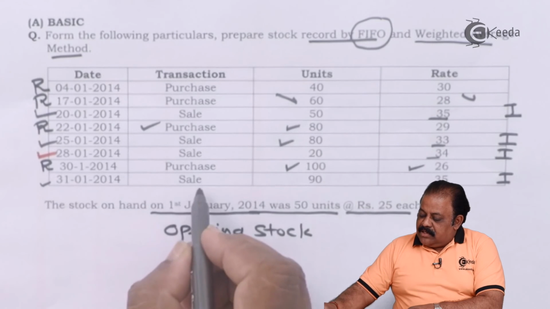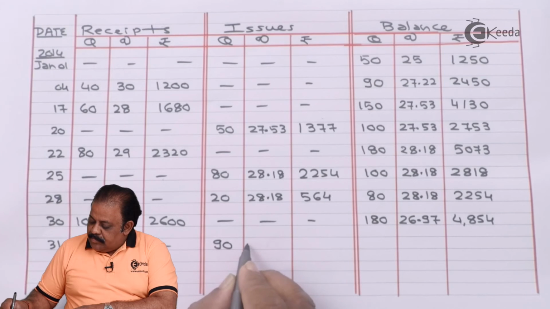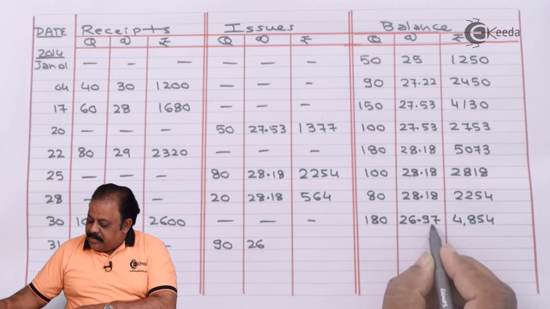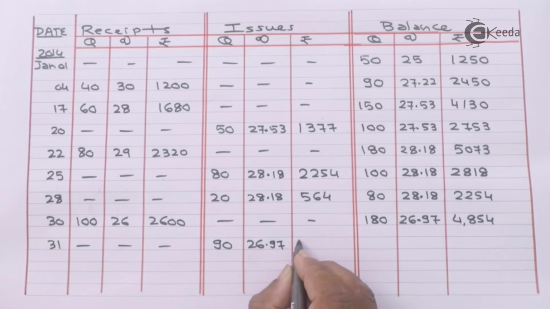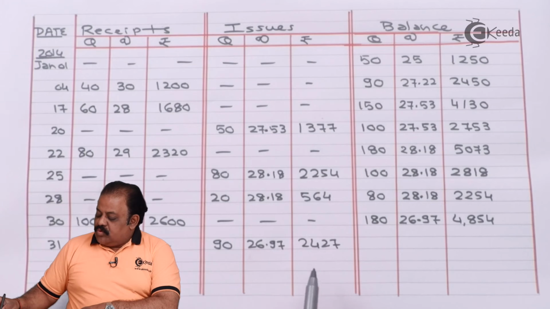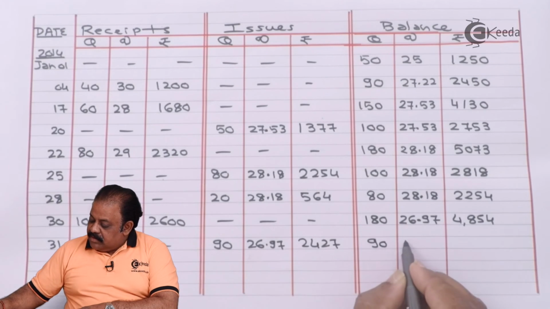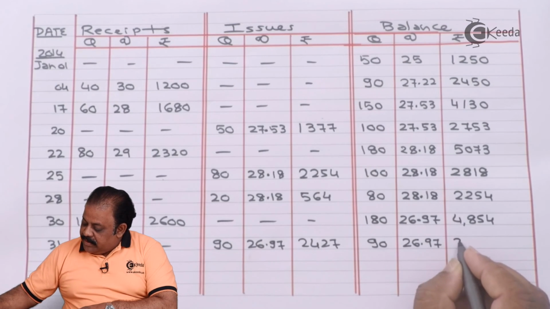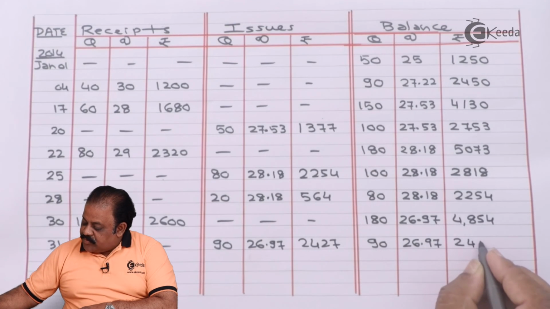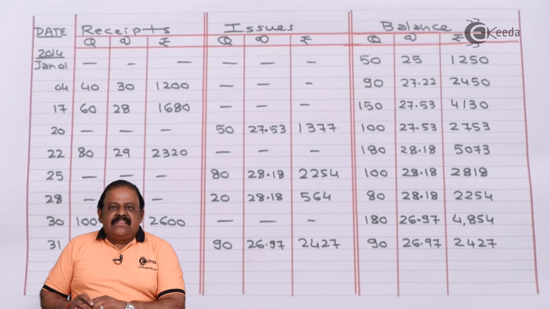On 31st January there is a sale of 90 units at the rate of 26 rupees 97 paise. So it is 2427 rupees. Out of 180, 90 units are issued. So balance is 90 units. Rate is 26 rupees 97 paise. So closing stock will be 2427. We have recorded all transactions.